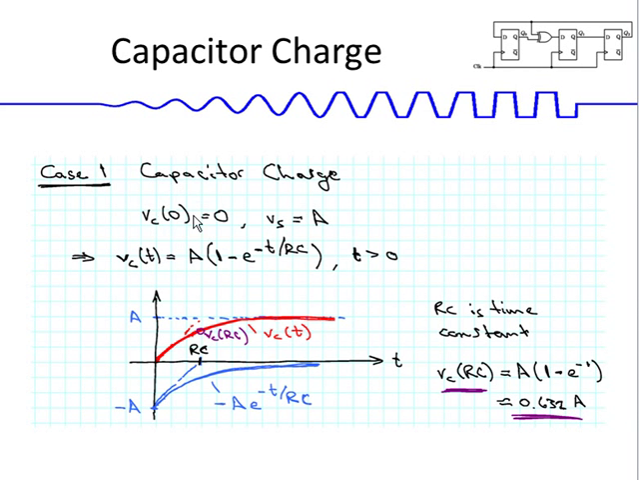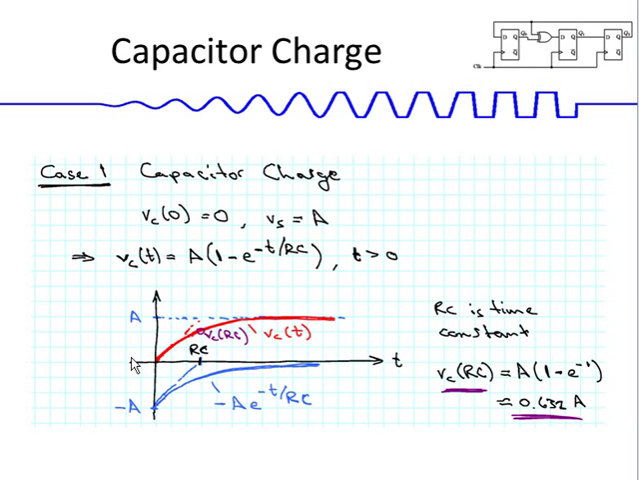We use this Vc of 0 as our initial condition, so that's when our computation starts, and this result is valid for t greater than 0. If we plot that expression here, we get this red curve, so that's the charge curve for that capacitor. It goes up relatively steep in the beginning.